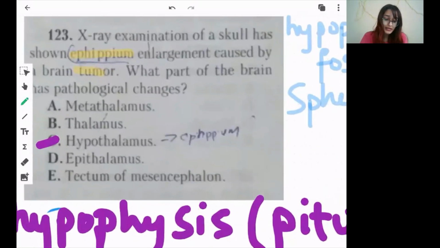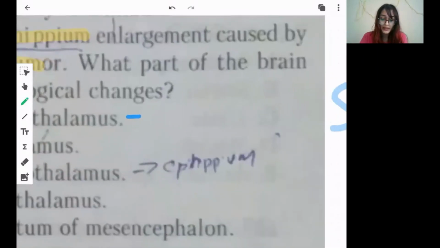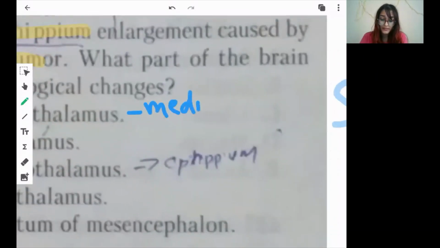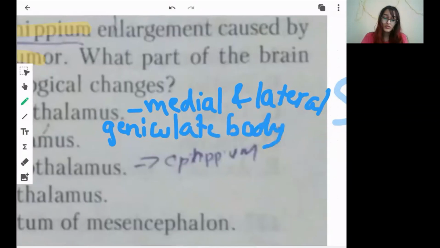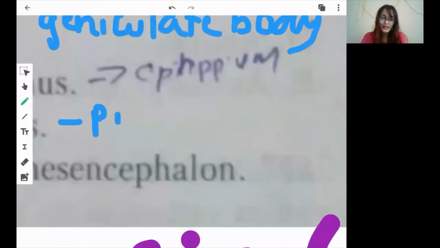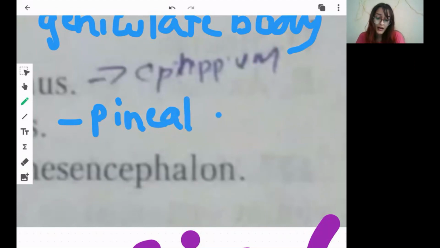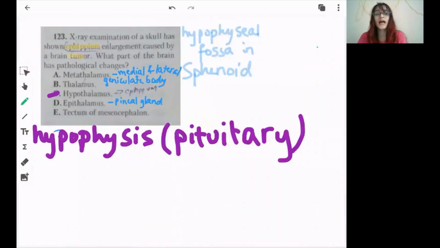So what is present in the metathalamus? Metathalamus is formed by the medial and lateral geniculate body of thalamus. So that is metathalamus. And epithalamus is formed mainly by the pineal gland. There are also habenular nuclei and stria medullaris, but that's not as important as the pineal gland. So the best answer is hypothalamus.